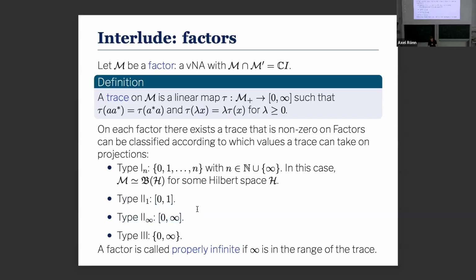So type II_infinity is quite similar, only now it's the whole positive real numbers with infinity as well. And for type III, there are no interesting traces there. Right, so that's the classification of factors, and it's properly infinite. If you are in these ranges here, you have infinitely many simple things. Good. So that's another way of classifying factors, just in terms of properties of the traces.